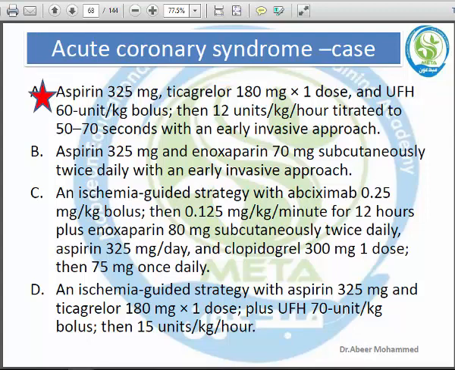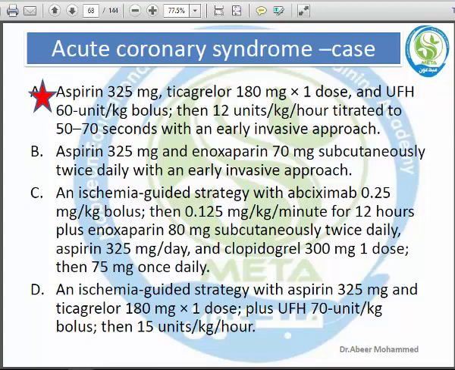نرجع للخيار A اللي اخترناه، اسبرين 325 ملغ which is a good loading dose، ticagrelor 180 ملغ good، unfractionated heparin 60 unit per kg bolus then 12 unit per kg per hour titrated to 50 up to 70 seconds with an early invasive approach. الخيار ده صح ليه؟ لأن الدوز بتاعت عندنا DAPT وعندنا anticoagulant. الدابت الاسبرين والتيكاجرولور اللودينج دوز بتاعتهم صحيحة، الانفراكشنيتد هيبرين دوز صحيحة with early invasive approach.